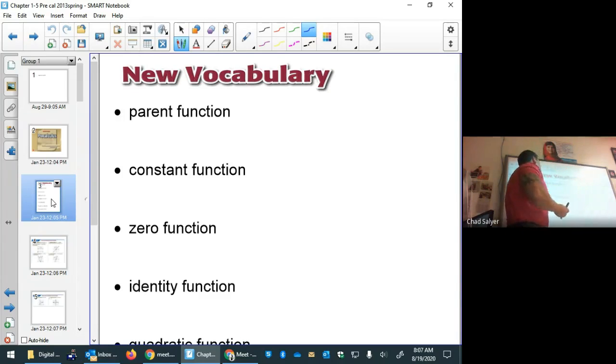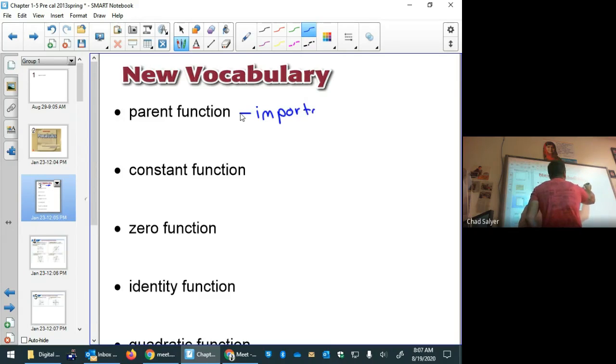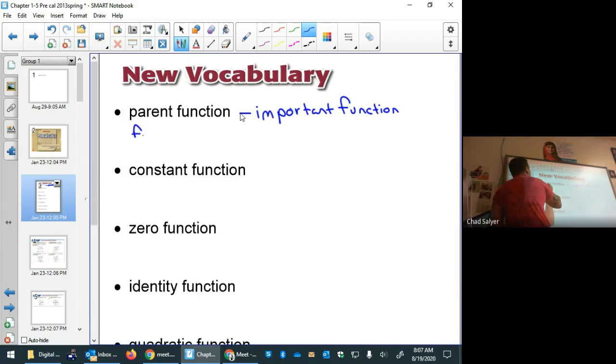particularly important mathematical function that is used to model a lot of different real-life situations or is given significance for some other reason mathematically. So let's just say an important function from which many others are derived.